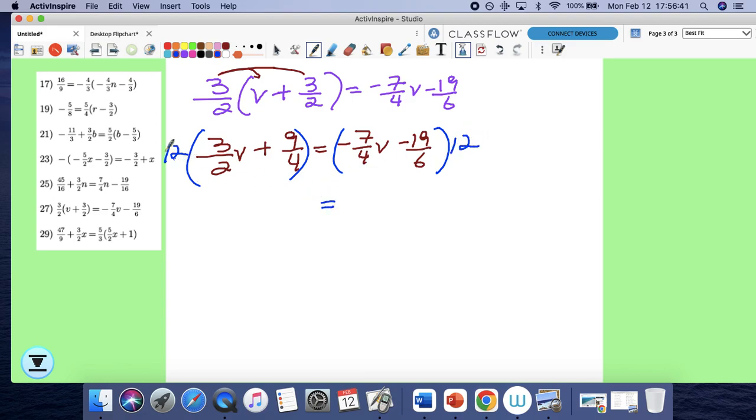Right, so 12 divided by 2 is 6. 6 times 3 is 18v. 12 divided by 4 is 3. 3 times 9 is 27. 12 divided by 4 is 3 times 7, negative 21v. 12 divided by 6 is 2, and 2 times 19 is negative 38. Is that what I did before?